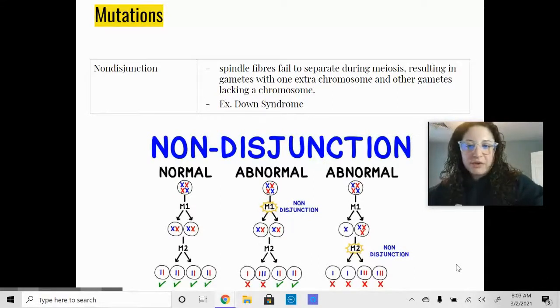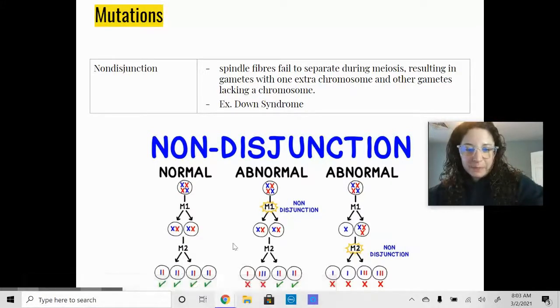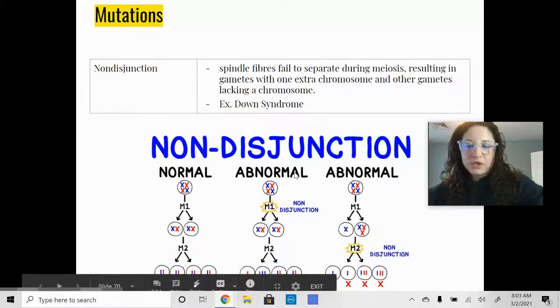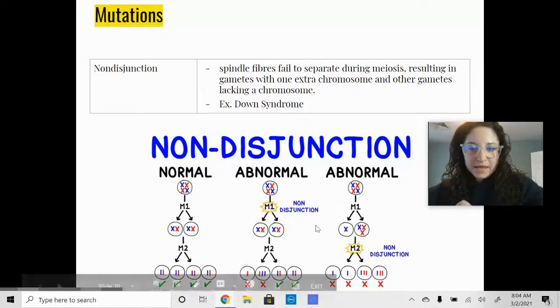And so if you look at this diagram right here, this is showing you normal meiosis cell division. Over here are the two different types of non-disjunction or mutations in meiosis cell division. So like I said, you can have the mutation happen during the second round of cell division. That's what you're seeing down here.